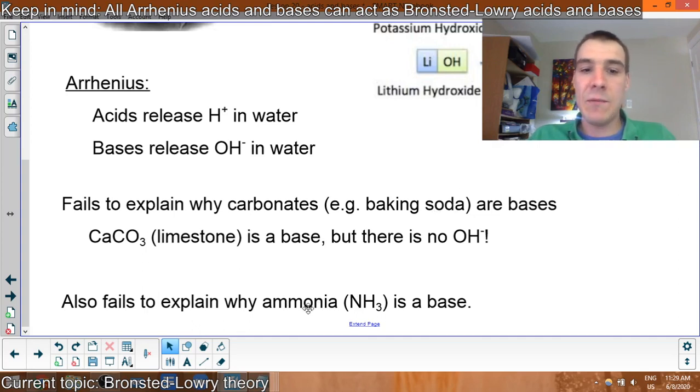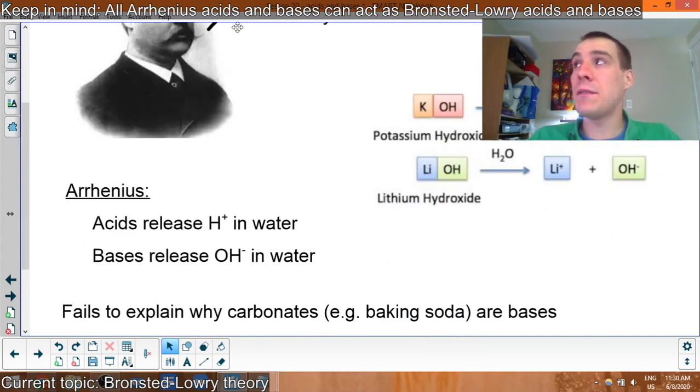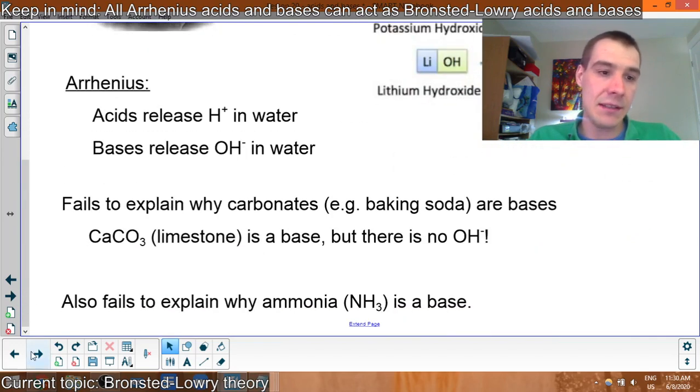It also doesn't explain why ammonia, which is NH3, is a base. There's no oxygen in ammonia. There's no way to make OH out of it. So why is it a base? Well, that's what the Bronsted-Lowry theory is going to do. It's going to expand our definition of acids and bases to include things that aren't just Arrhenius acids and bases. But just as a reminder, all of those Arrhenius acids and bases are going to be able to act as Bronsted-Lowry acids and bases.